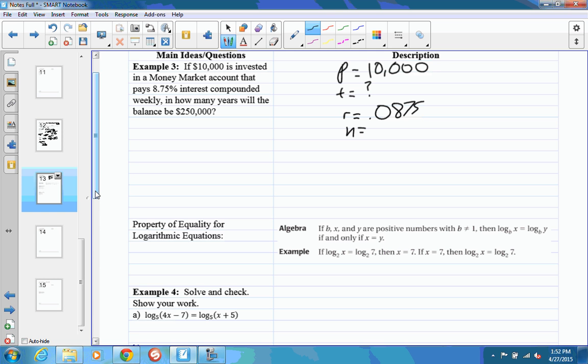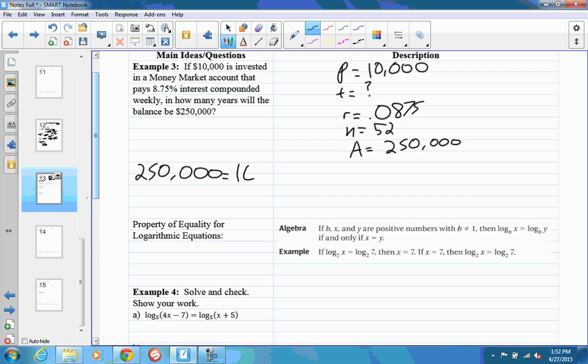How often is this compounded? Weekly. So what is N? 52. 52 weeks in a year, right? And I know A. Guys, I know how much money I want to wind up with, right? $250,000.